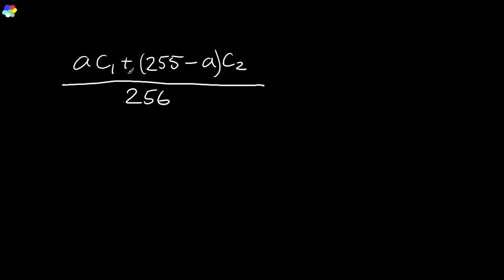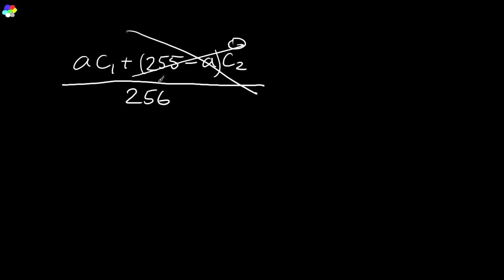Now, in the situation of fading, color 2 was black, which is 0. And that's not discrimination, it's just a fact. And so what you get is this term cancels out, and you end up basically just multiplying by alpha and then dividing by 256.